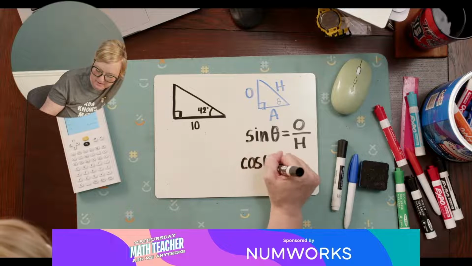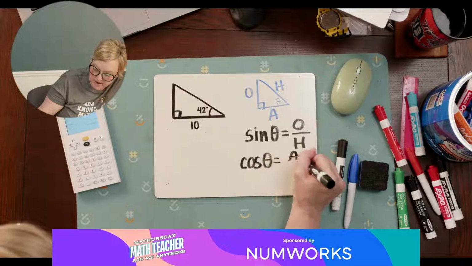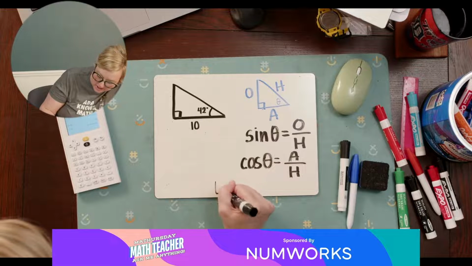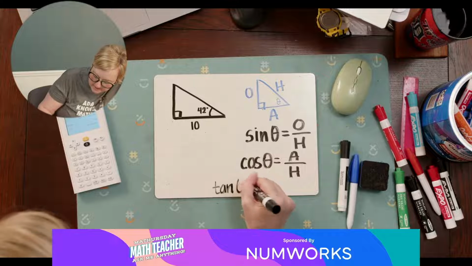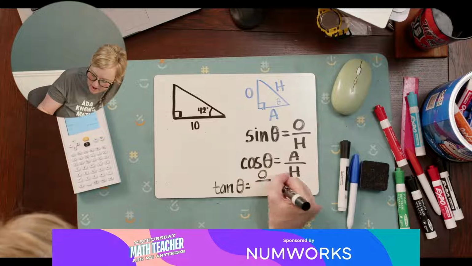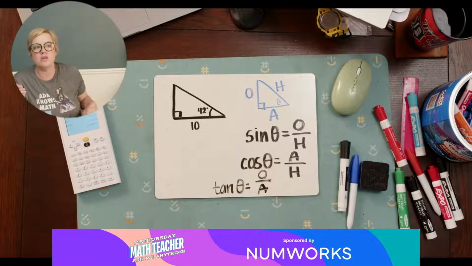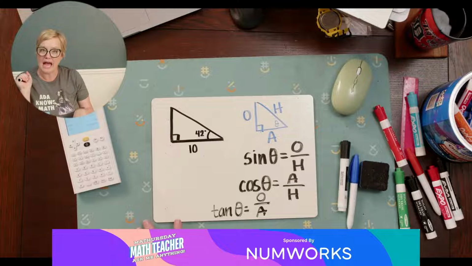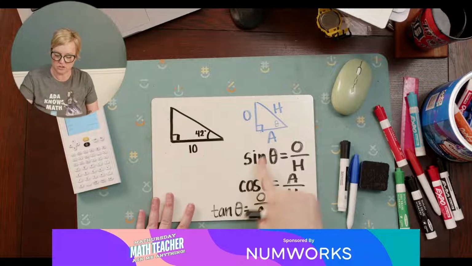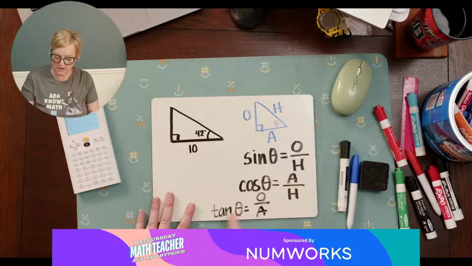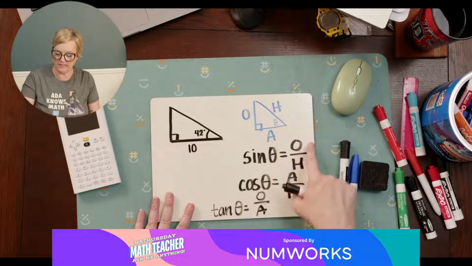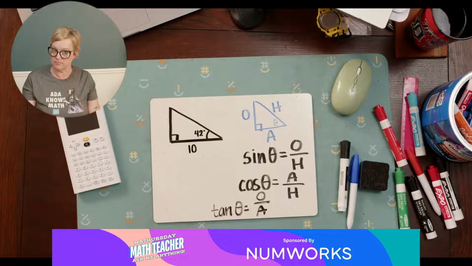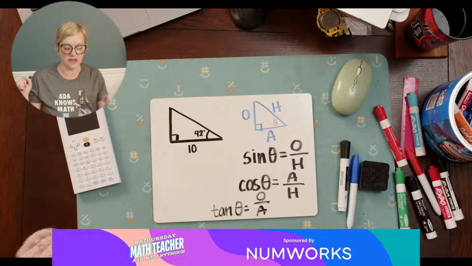Cosine theta is the relationship between my adjacent and my hypotenuse. And then tangent theta is the one that's missing. So tangent theta is my opposite over my adjacent. So the way that we remember this is SOH CAH TOA. So sine is opposite over hypotenuse, cosine is adjacent over hypotenuse, and tangent is opposite over adjacent. There we go. Okay, so SOH CAH TOA.